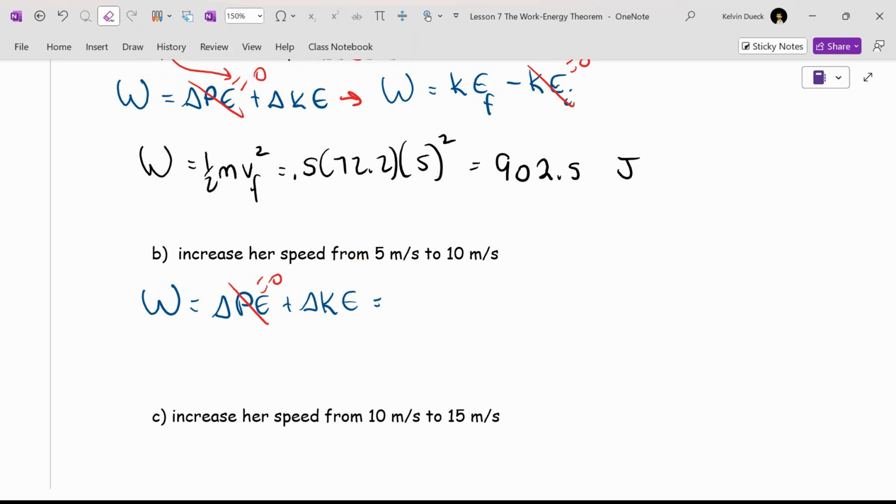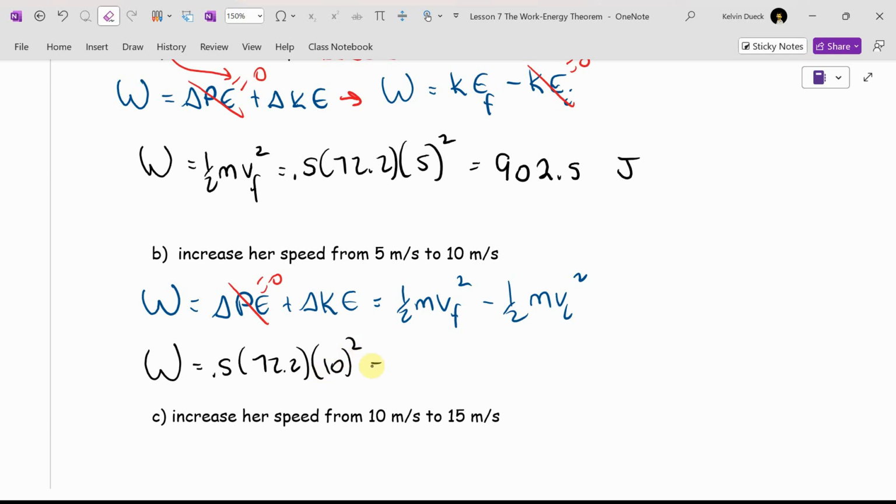I'm going to do 2 steps at once. I'm going to say, okay, so you're saying it's a half mv final squared minus a half mv initial squared. Oh, masses don't cancel. I know there's an m in both of these terms, but there is no m in work, so masses don't cancel. Are any of these 0? Not this time. So I'll just have to crunch it. Okay, I can do that. Work is going to be 0.5, 72.2 times 10 squared minus 0.5, 72.2 times 5 squared. What do you get?